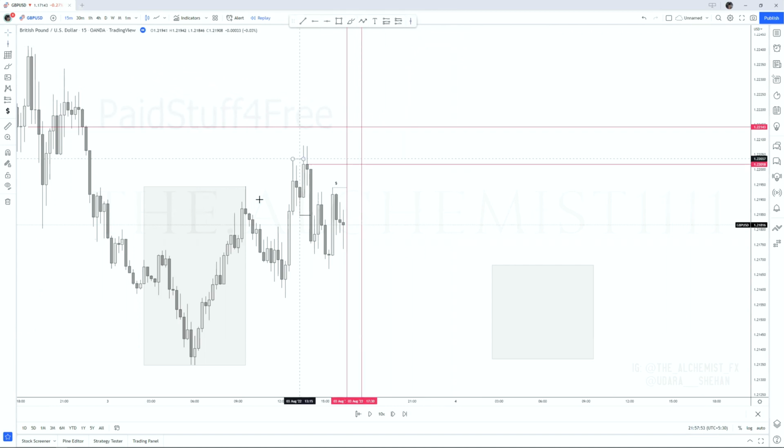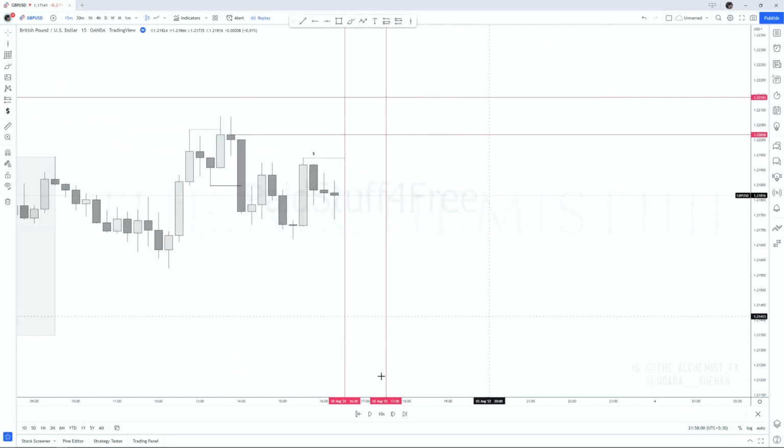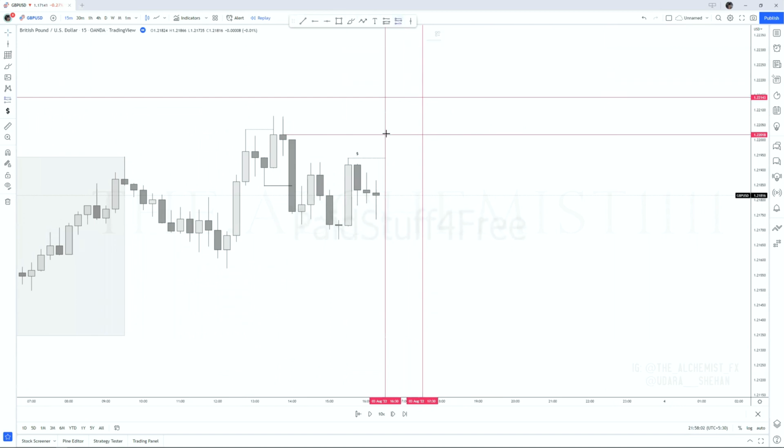So after the London kill zone and London open, a manipulation of this during the New York kill zone or New York open. For me, the New York kill zone is at 4:30 p.m. So now I'm selling it. Risky one. Now you know why it is risky, because we had a high time frame zone here.